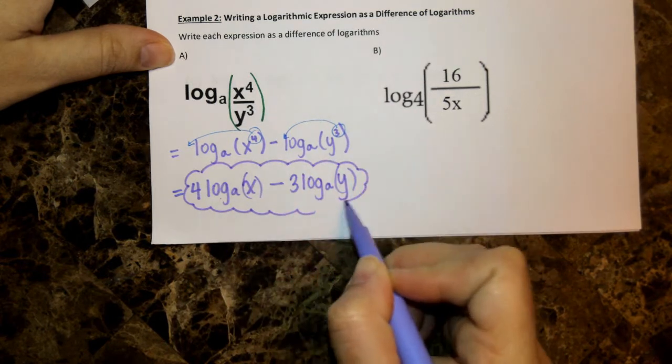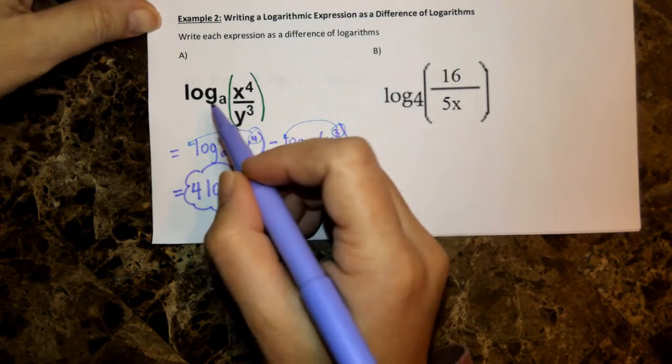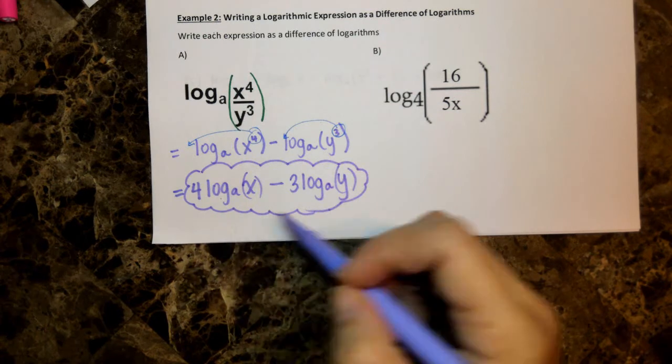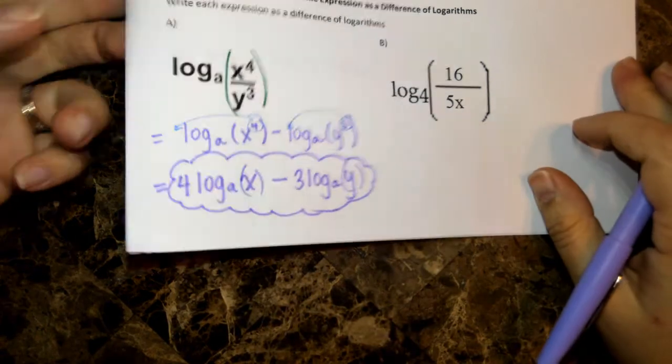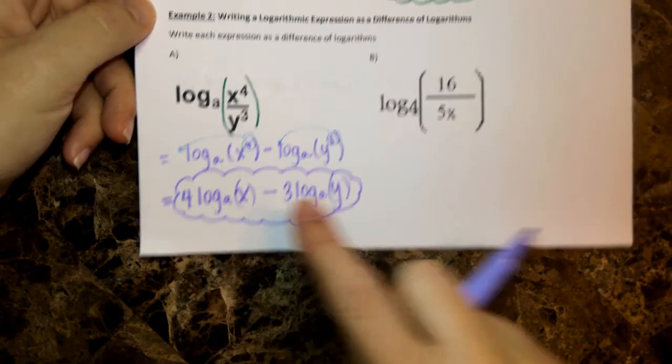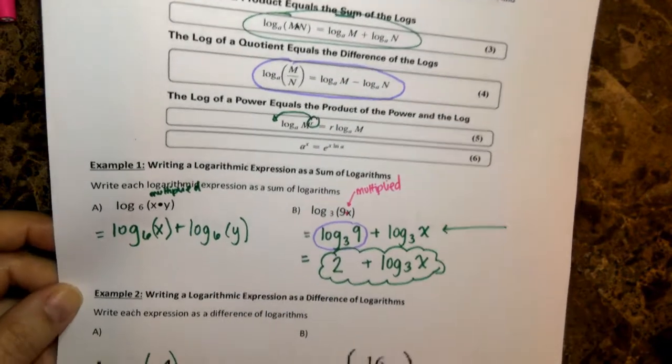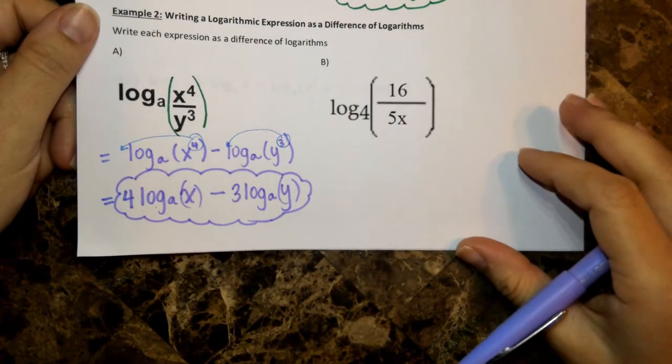So keep in mind that we didn't change the value of this. We don't even know what A, X, and Y are. But we rewrote it in a way that has 2 separate logarithms. And we used our properties to make sure that we did this correctly.